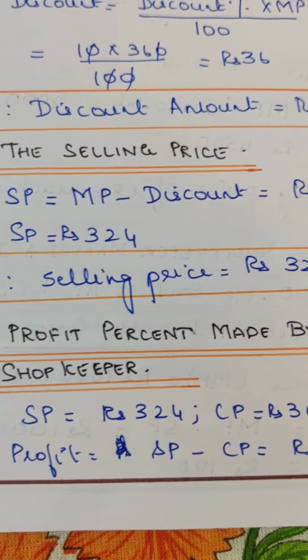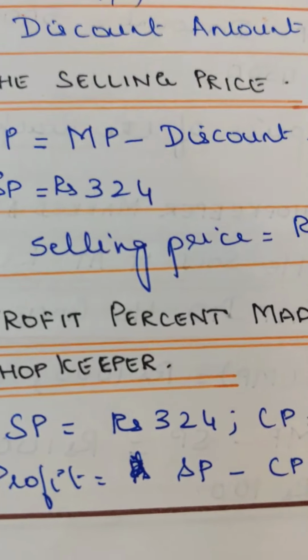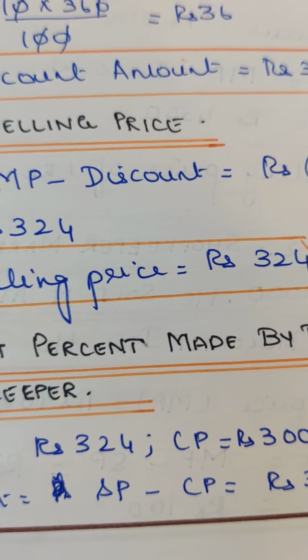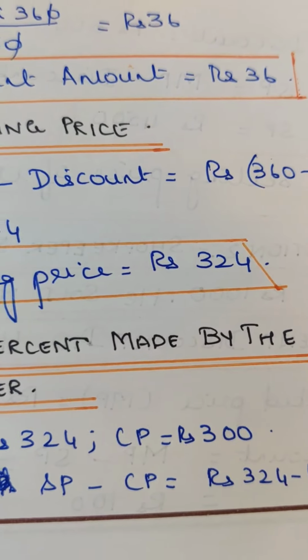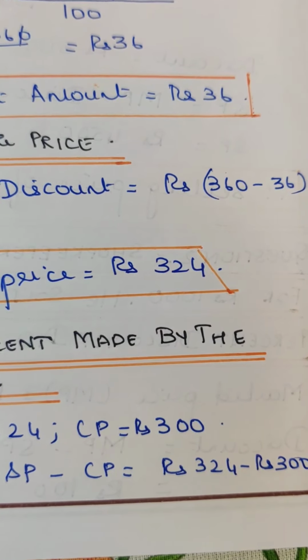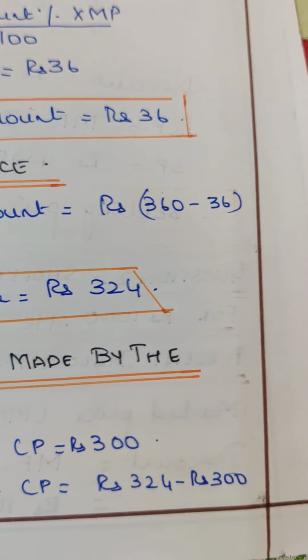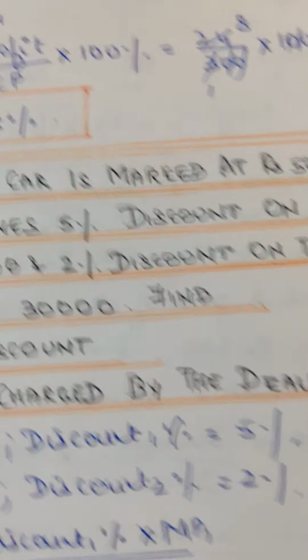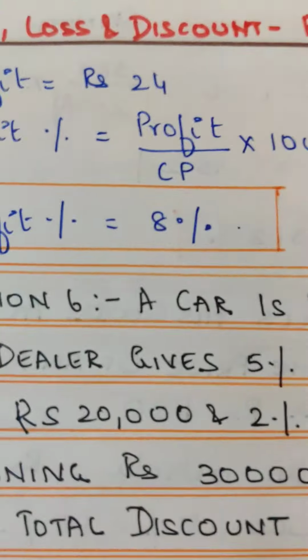Therefore, the selling price is equal to rupees 324. What is the next one? Profit percent made by the shopkeeper. Selling price is equal to 324. Cost price is equal to 300. Profit is equal to selling price minus cost price. That is equal to 324 minus 300. Therefore, the profit is equal to rupees 24. Profit percent is equal to profit by cost price into 100. That is equal to 24 by 300 into 100. That is equal to 8%. Therefore, the profit percent is equal to 8%. Hope this is clear.